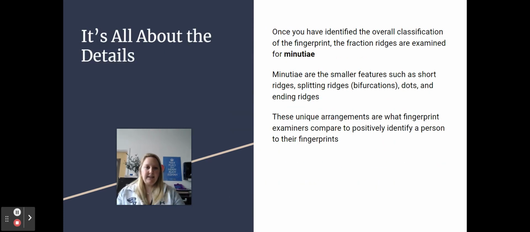So it's all about the details. Once you have identified the overall classification of a fingerprint, the friction ridge patterns are then broken out into minutiae. Minutiae are smaller features such as short ridges, bifurcations, which are splittings of ridges, dots, and ridge endings. These unique arrangements are what make the pattern of your fingerprints unique to just you.